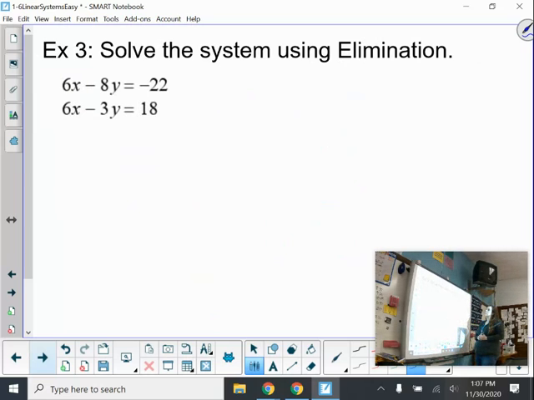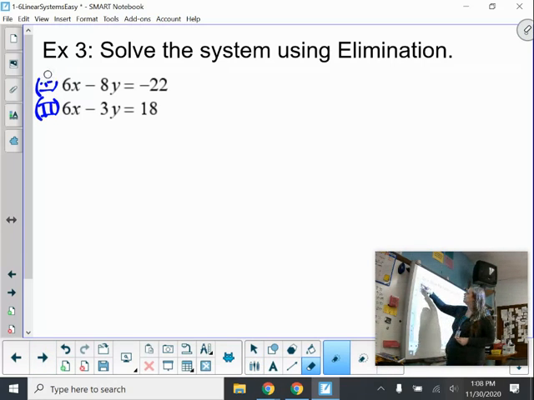Okay, so this is example 3. Again, we're going to solve using elimination. And remember, the first thing is we want to look and see if anything is opposite. And right now, nothing is opposite. Because opposite, you have to have one positive, one negative. However, I see something that's the same. And again, there's my 1, there's my 2. My 1 does not look quite like I would like it to look, so I'm going to rewrite that one.